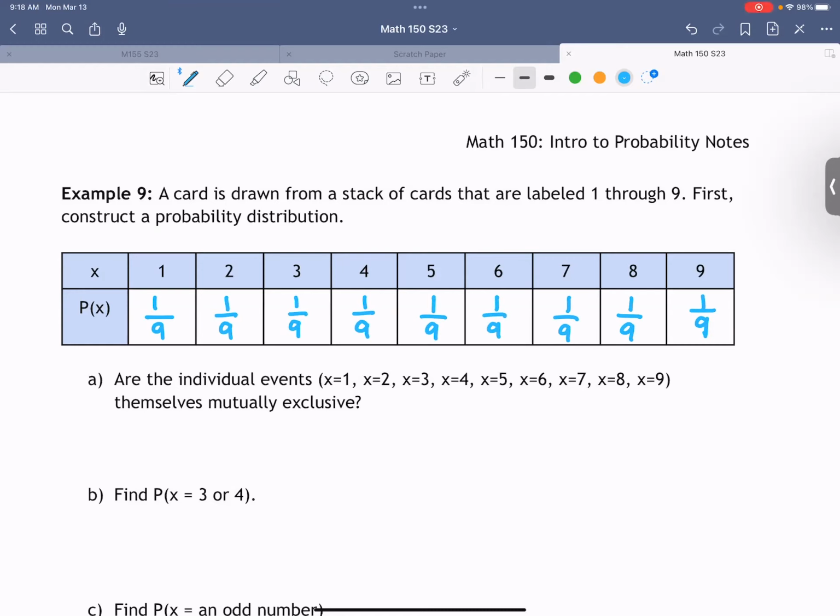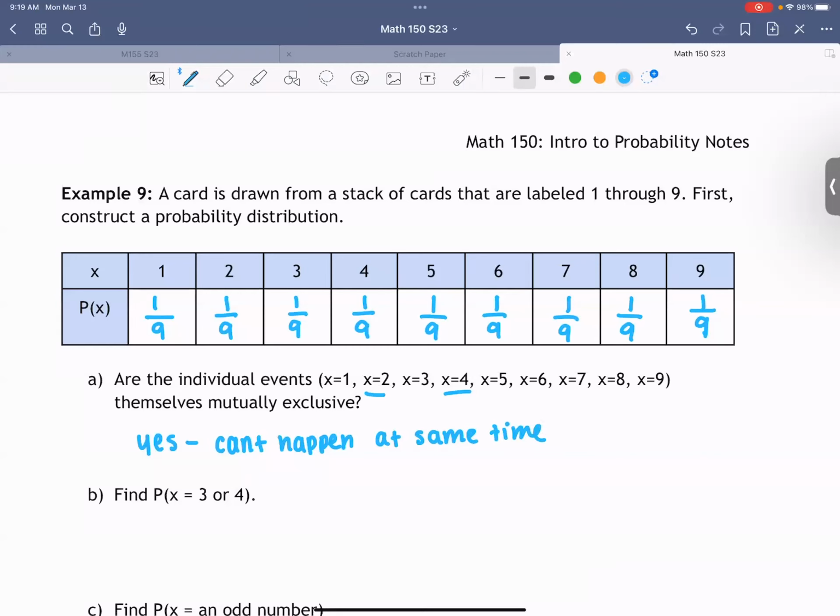Now, I'm just choosing 1 card out of this whole stack, and each of these cards has 1 number on it. So are choosing a 2 and choosing a 4 mutually exclusive? See some nods. Why are they mutually exclusive? Yeah, right. There's no card that has a 2 and a 4. So it's not like I can choose a card and have it be both a 2 and a 4. So the answer would be yes, because these 2 things cannot happen at the same time.